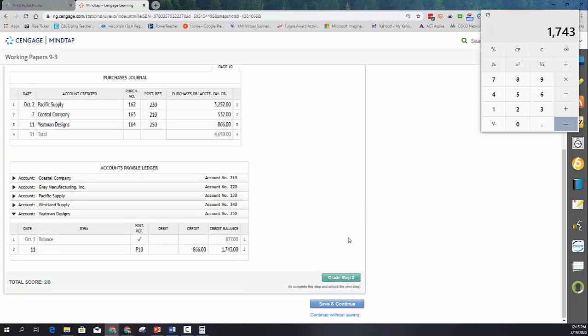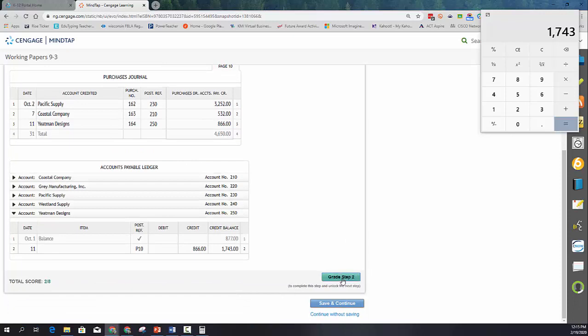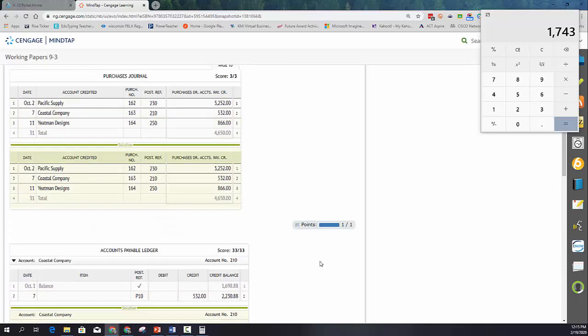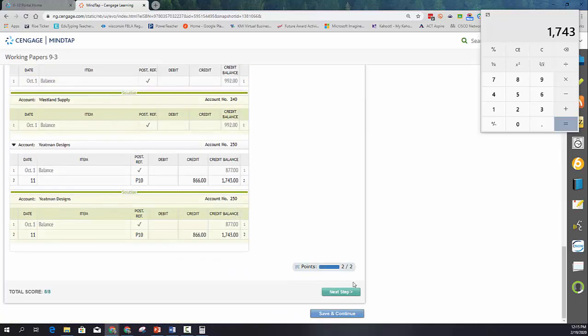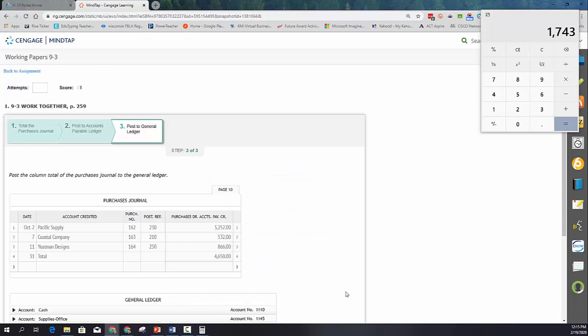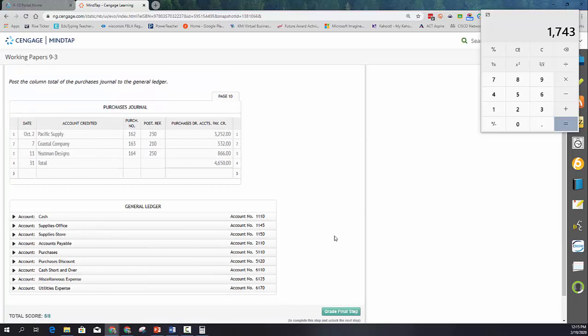So I'm going to click on grade step 2. I got everything done correctly on that one. That's very exciting. I'm going to go to step 3 then. Now, step 3 is going through and posting our totals. We already posted individually, so I'm going to the heading right here of my column where it says purchases debit, accounts payable credit. I need to post $4,650.